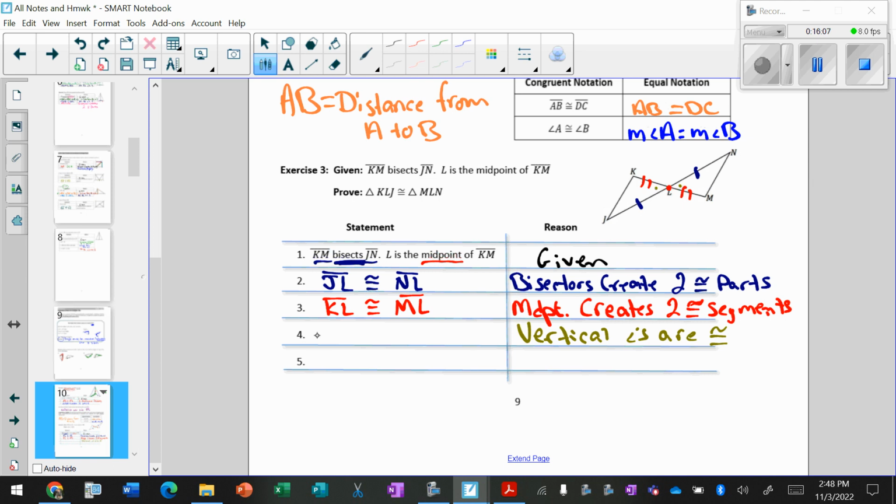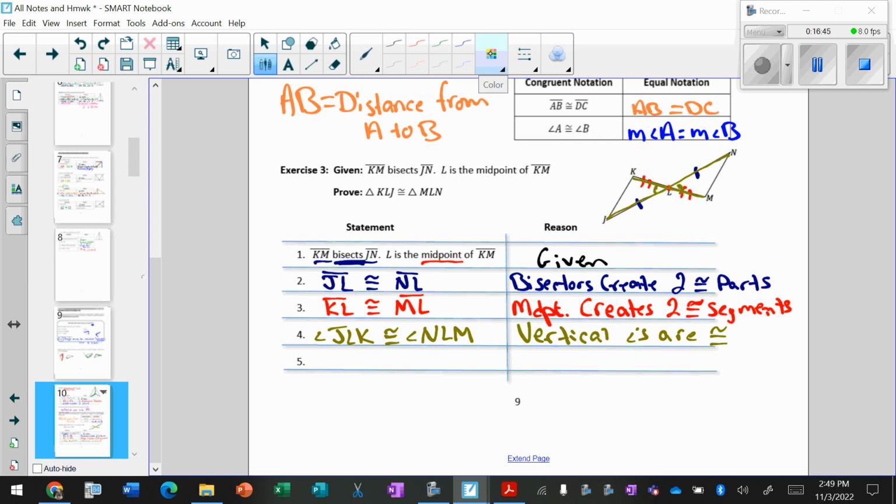So that means that angle JLK, and the L has to be in the middle. The order of the other two letters doesn't matter, but L must be in the middle because that's where the vertex, the turn, is. JLK is congruent to NLM because vertical angles are congruent. Now, if for some reason you decided to use an equal sign, you would say vertical angles are equal. I use the congruent symbol, so I said vertical angles are congruent.